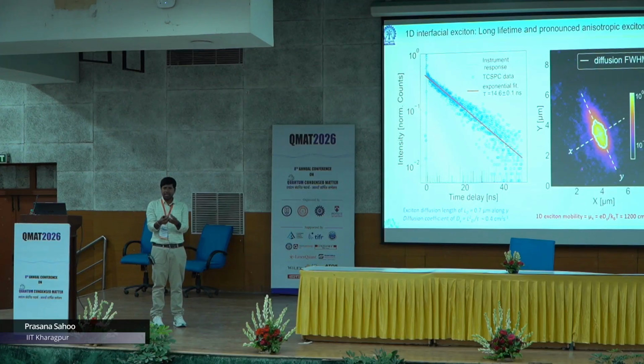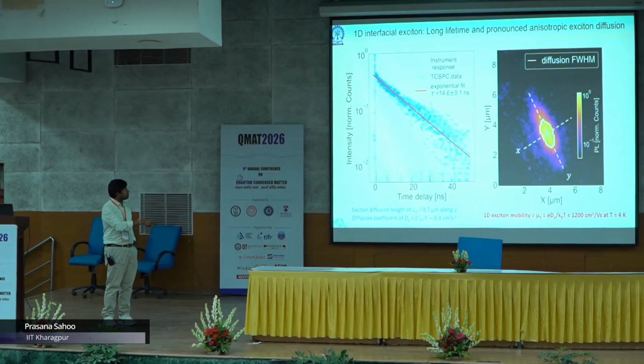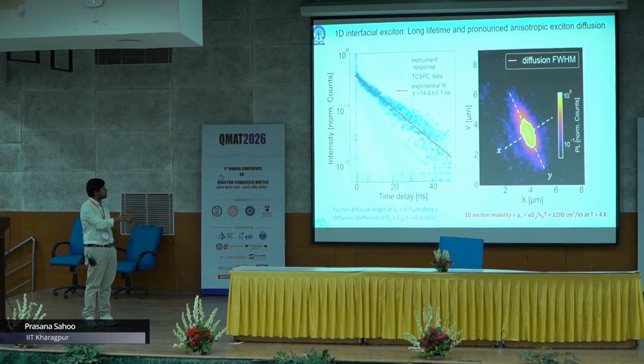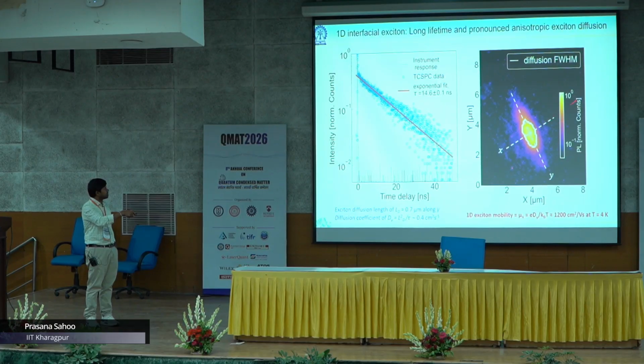What is the proof that it is 1D? You shine a light and observe how the exciton diffuses. If it is indeed confined at the 1D interface, it should diffuse in one direction. You can see an asymmetry in the excitonic diffusion map, where the exciton preferentially diffuses along one direction as compared to across the interface.